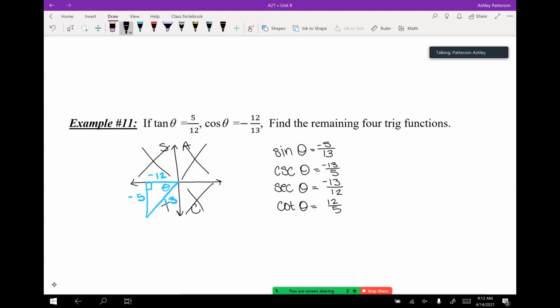Yay! So for these, you first have to figure out where you are in relation to your quadrants. Draw the triangle always with the reference angle between the hypotenuse and the x-axis, and then fill in the remaining pieces that were given. Any questions on 10 or 11 before we journey to 12? Journey on, let's do it.